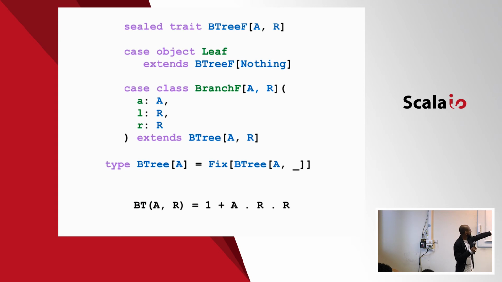So you can imagine B-tree of A and R is 1, which represents the constant leaf, plus, which is or, an A and an R and an R, right? That's what branch F is. It's an A and a left and a right. So it's leaf or A and left and right. So it's 1 plus A dot R dot R.